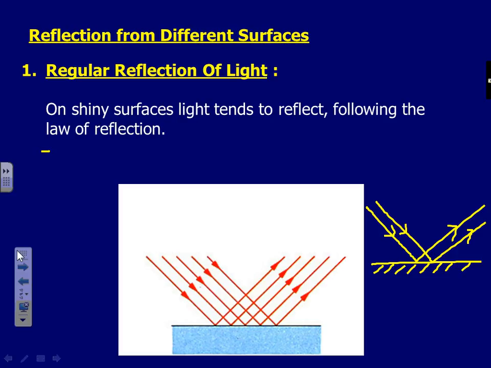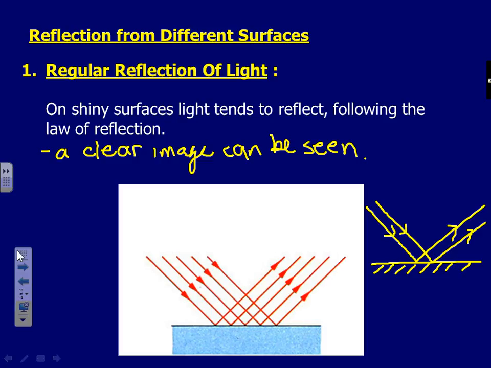I'm going to add one thing here. A clear image can be seen. Tell me some things that involve regular reflection other than a mirror. Where do you ever notice this? Yep.